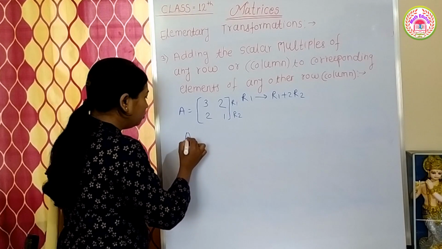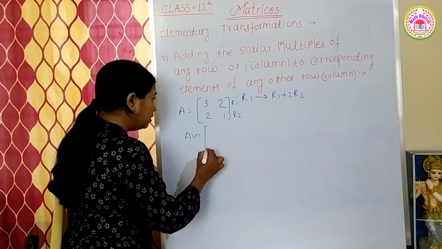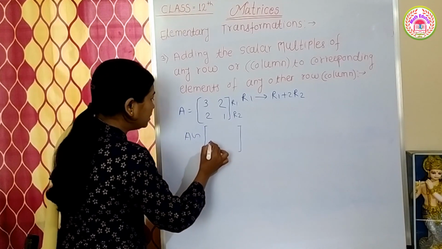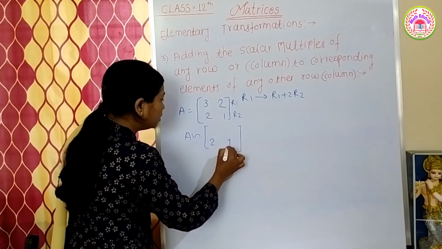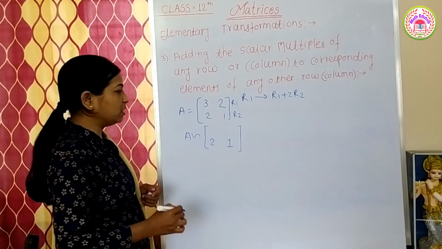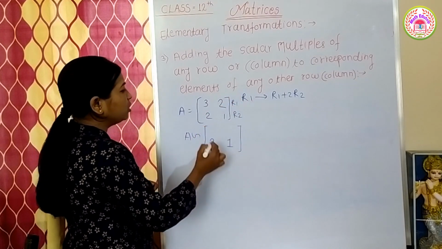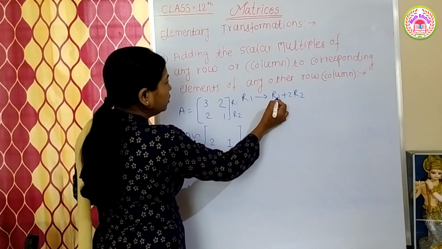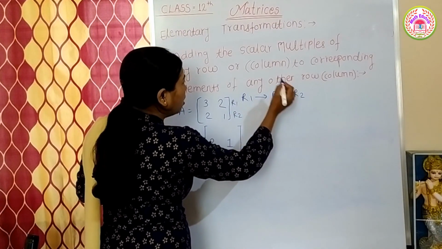Then this new matrix is equivalent. The R2 row remains as it is. Then first we write the second row as it is, the elements which do not change. Then the elements of R1 are changed. Then what is the change in these elements? Means this R1, what is the row operation here? R1 element plus 2 times R2 को add करने.